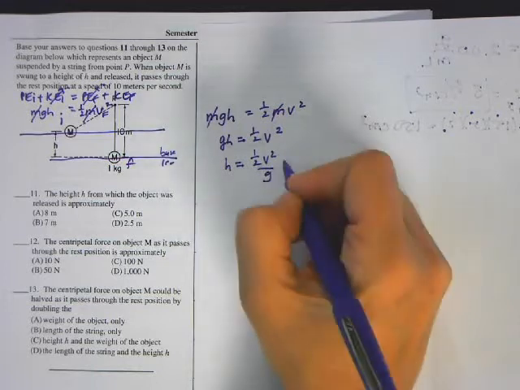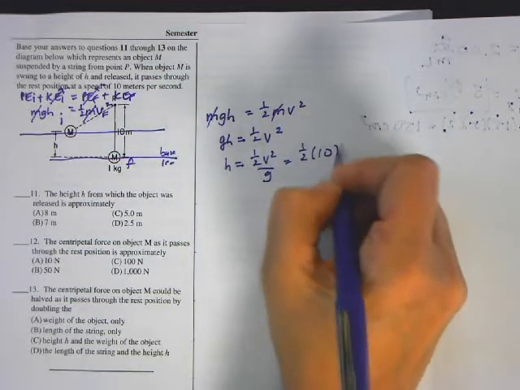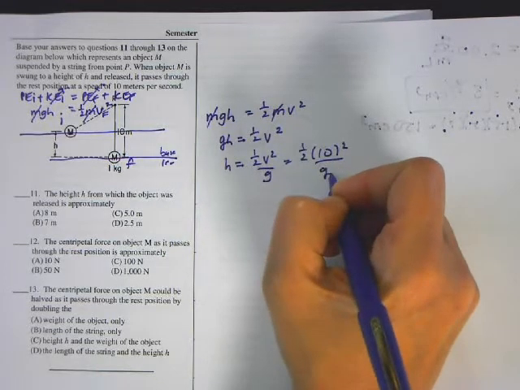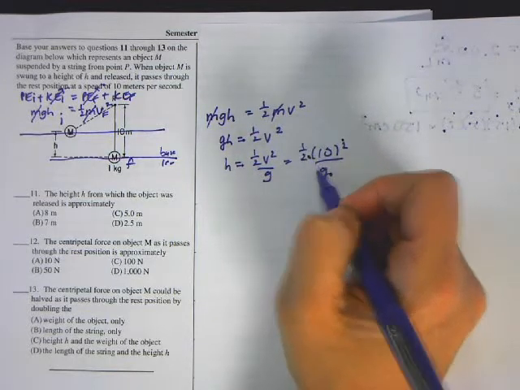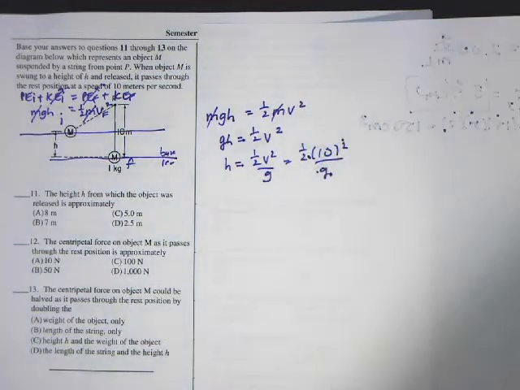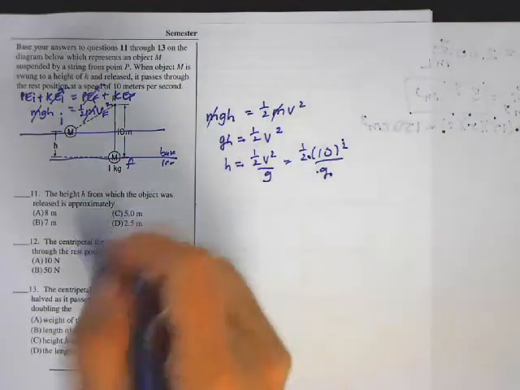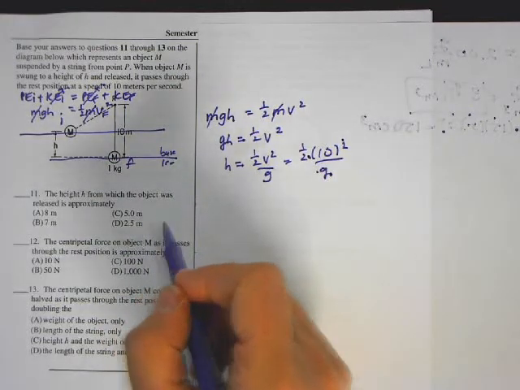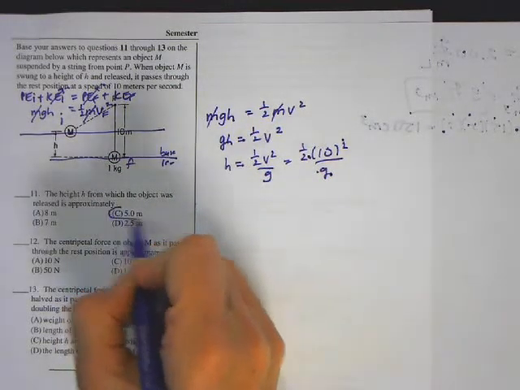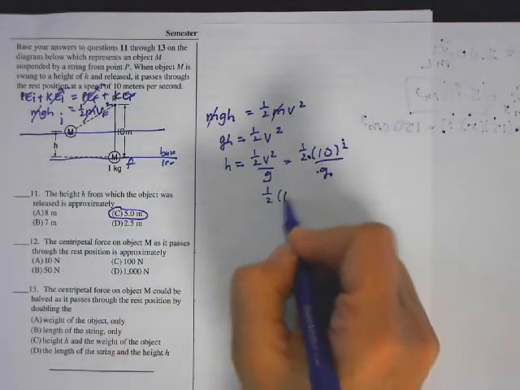So it's 1/2 of 10 squared divided by g. So 10 squared is 100, divided by 2 is 50. 50 divided by 9.8, I can do that on my calculator. Or I can just approximate 10 instead of 9.8. And if I approximated 10, I would get 5. So I could just do 1/2 times 10 squared over 10.